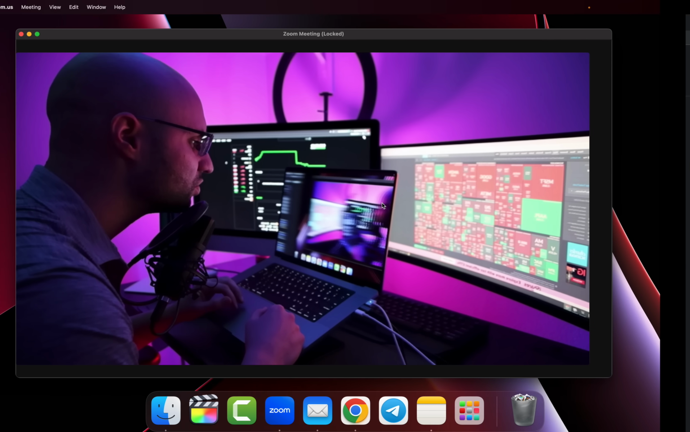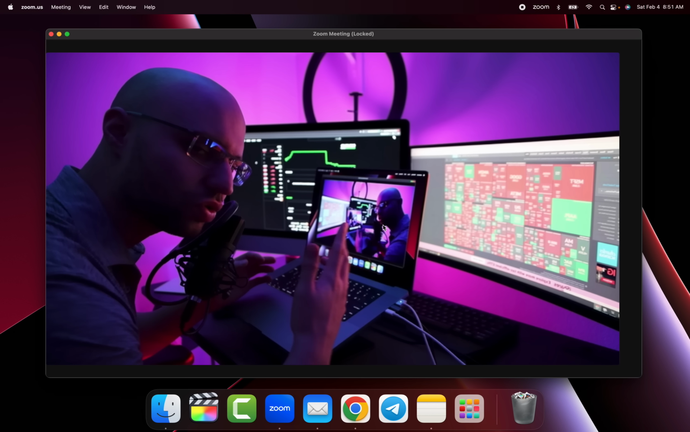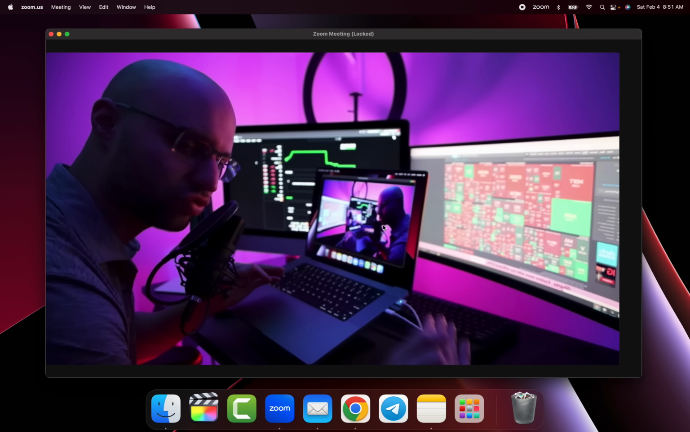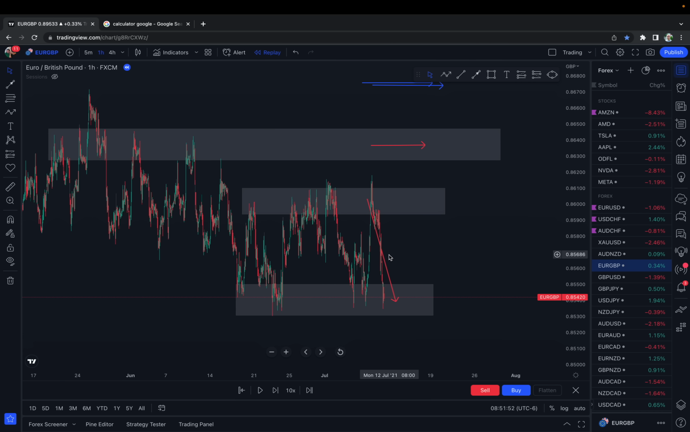And what did we do? We literally just sold at a resistance zone. We just sold at resistance with a plan and with risk structured appropriately. It's not rocket science and it's not complicated.